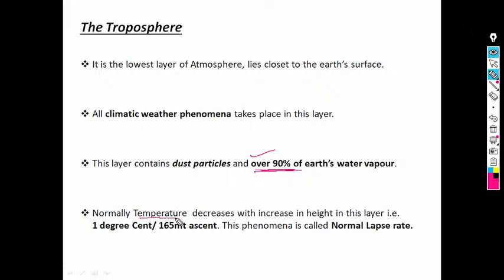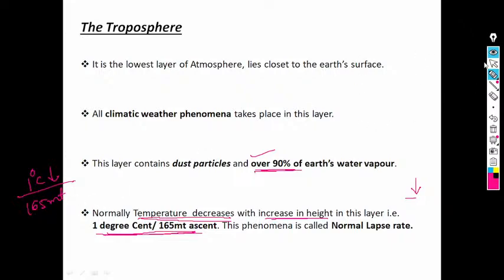Normally, temperature decreases with increase in height in this layer. That means for every 165 meters of ascent, the temperature decreases by 1 degree centigrade. It means that for every 165 meters you move up, the temperature decreases by 1 degree.